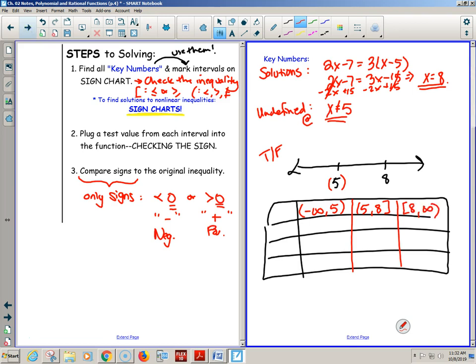I'm going to pick a number. Somewhere on the left, 0 looks easy. It's less than 5. 6 looks good. It's something in between 5 and 8. And then 9 is something bigger than 8. I'm going to plug in and figure out true or false. And plugging in, well, where am I plugging it into? The original function.